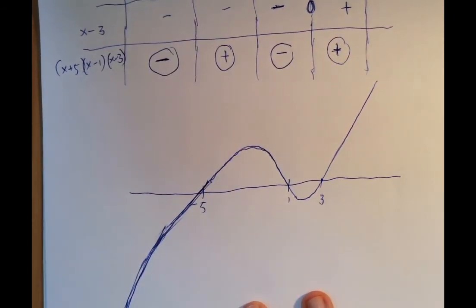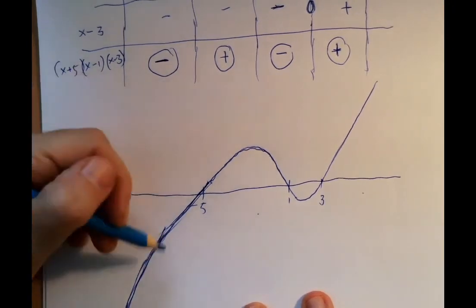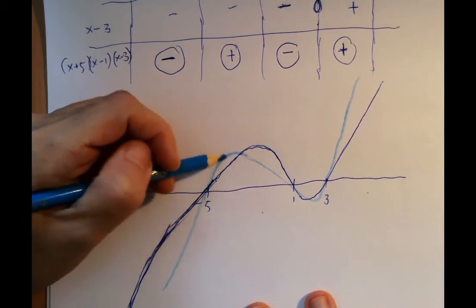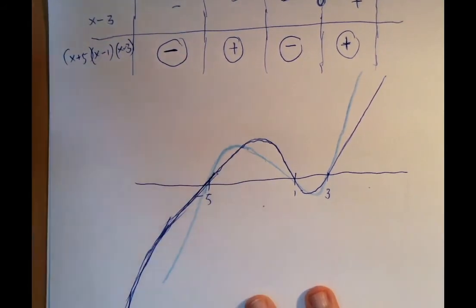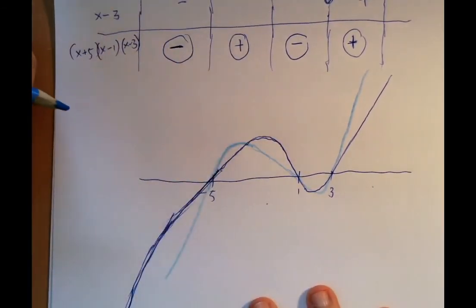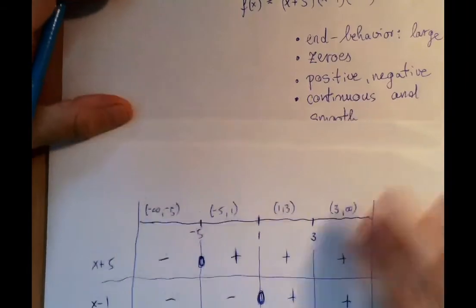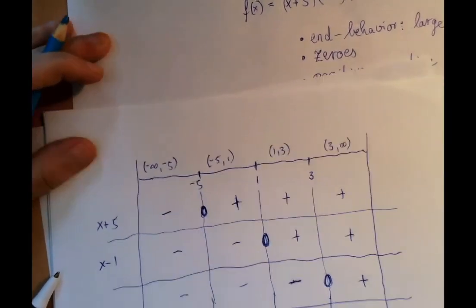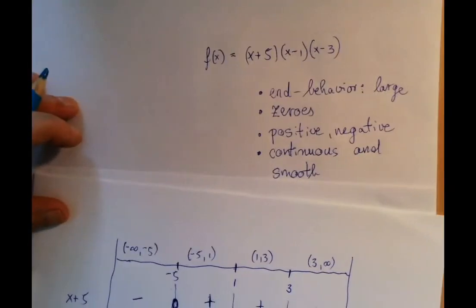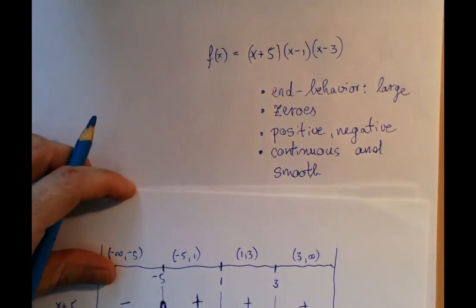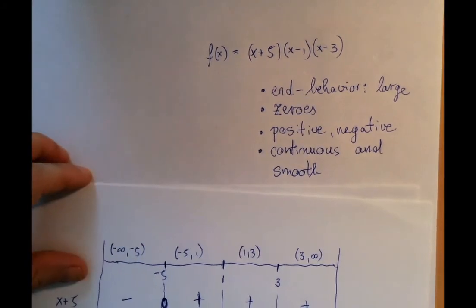So really, all we know is whether it's positive or negative. So again, this graph would be just as correct. To figure out where this turnaround point is, we're going to have to develop techniques within calculus. So the graph does not have to indicate that. Just try to keep these rules. We know the end behavior is large, so we're not going to level out here. We know the zeros. Furthermore, we know where the function is positive or negative. And we know that the graph is continuous and smooth. So that's it.